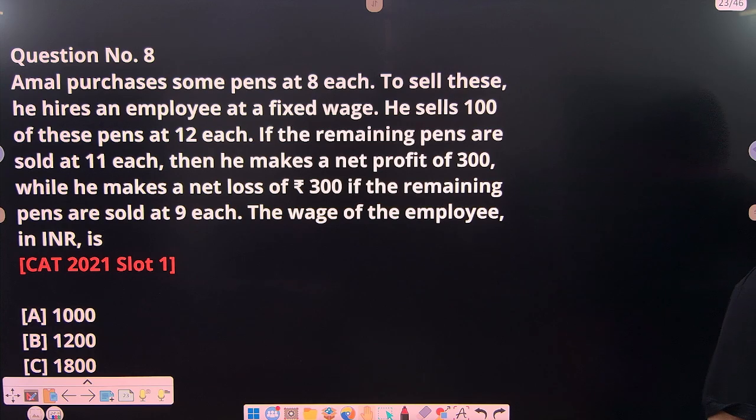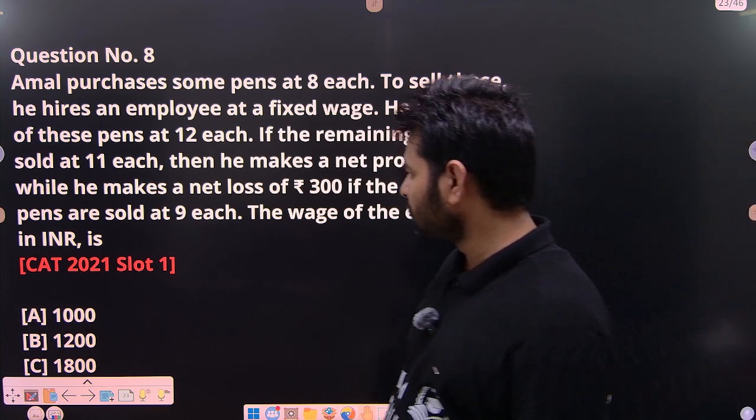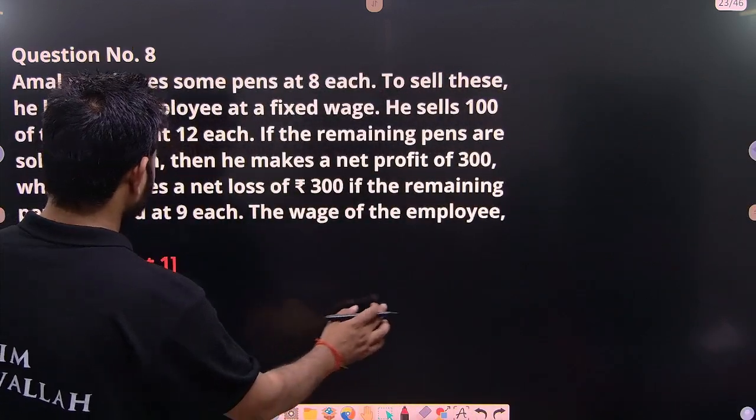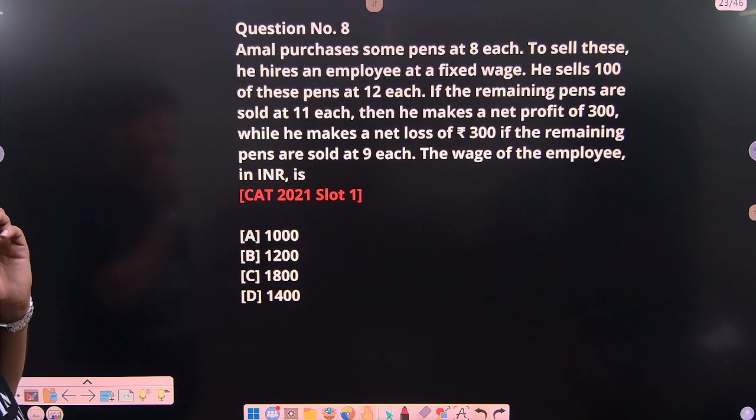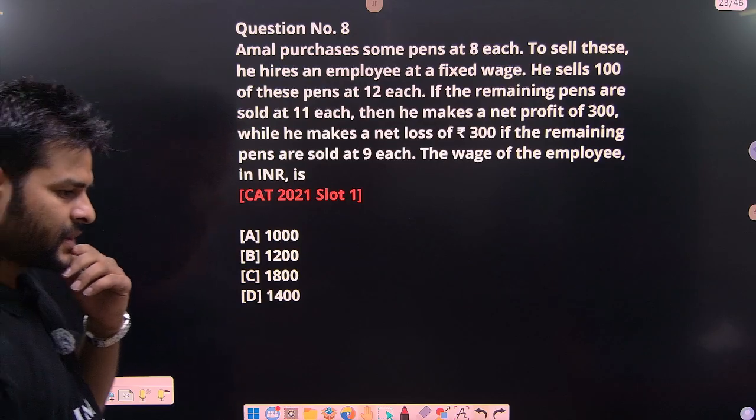Guys, do it. This is your question number 8, asked in 2021 CAT shift 1, slot 1. Take your time. A good question.